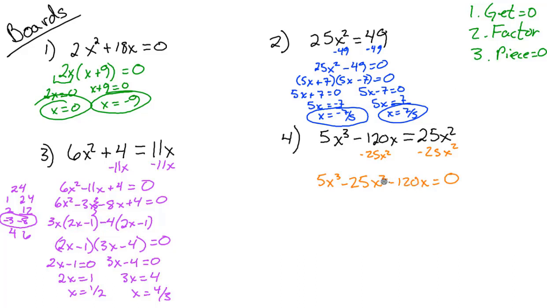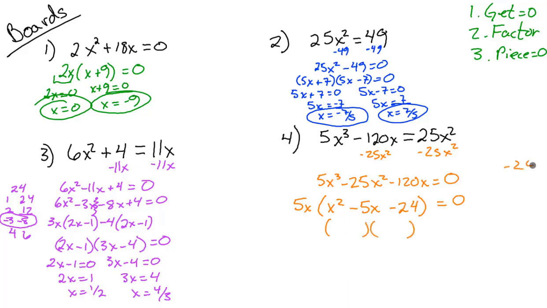Can we pull out a greatest common factor here? Yeah, it looks like 5 and an x will pop out of there. Good. And we're left with x squared minus 5x minus 24 equals 0. Okay, what's left is a trinomial with leading coefficient 1. So this is a fast one, as long as we can find the right numbers.